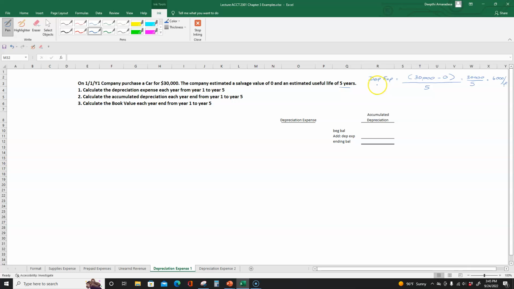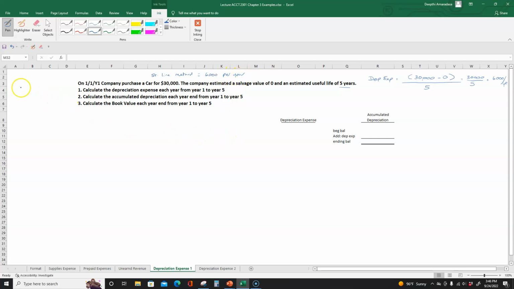One thing to know about the depreciation expense calculated using the straight line formula is that the depreciation expense you calculate is the same each year. So the straight line formula gives you the same depreciation expense each year. So it's 6,000 per year.